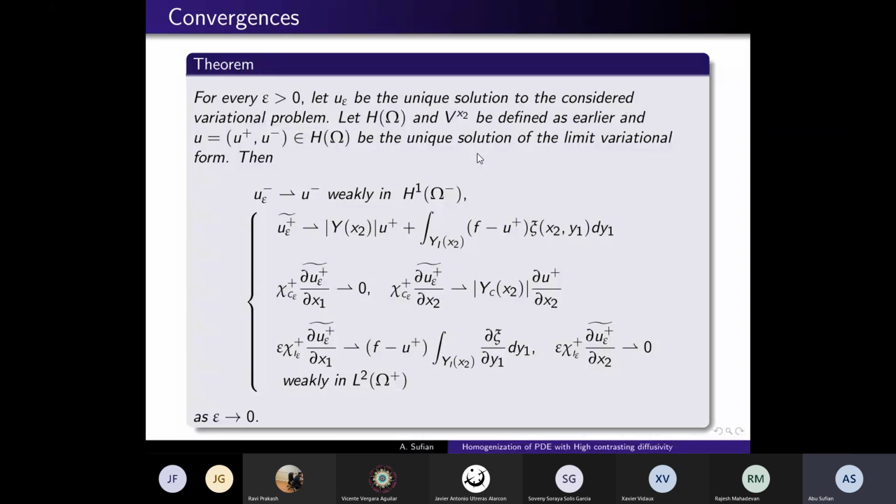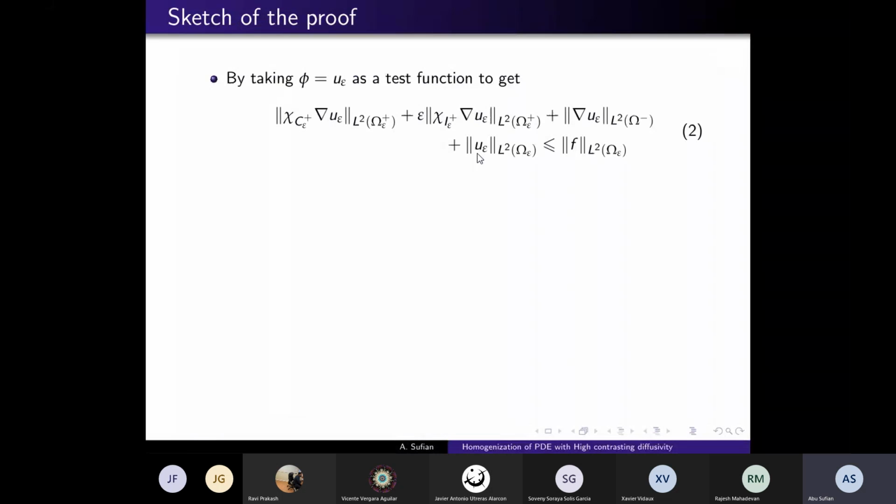Yeah, so we'll just briefly see the sketch of the proof for this theorem. First of all, to get a bound, not exactly uniform, just some bound, we first take phi equal to u_epsilon as a test function in the epsilon-stage variational form. If we put phi equal to u_epsilon, we will get this equality.